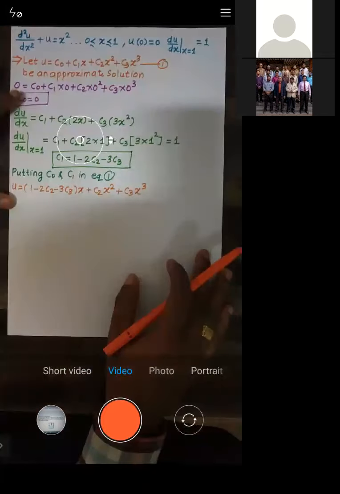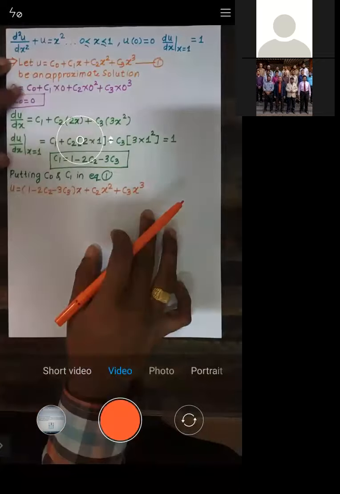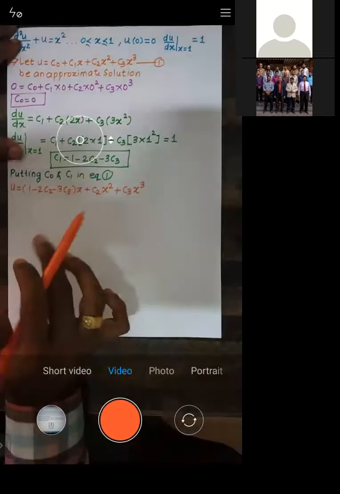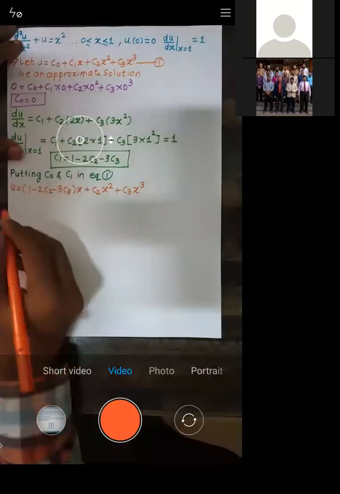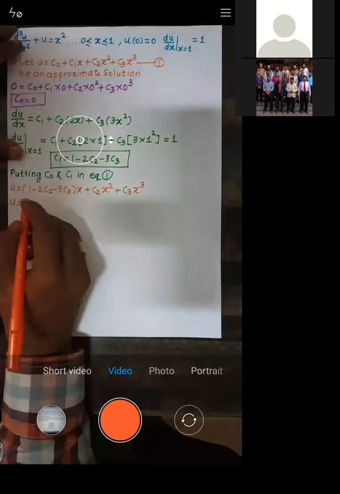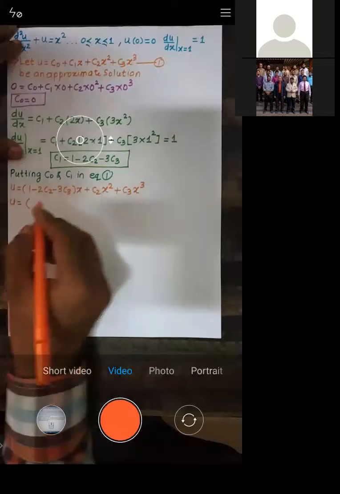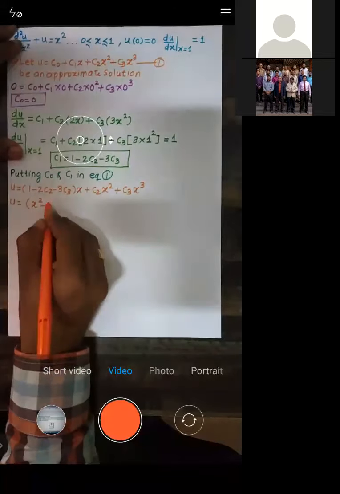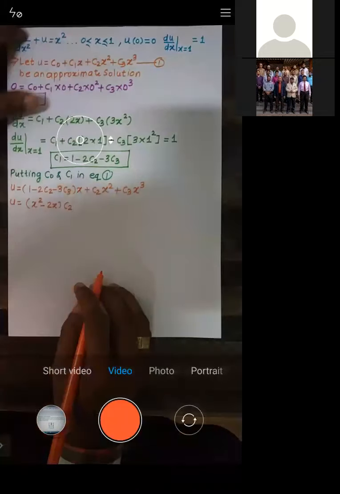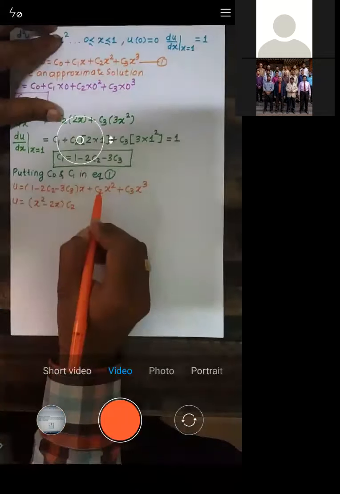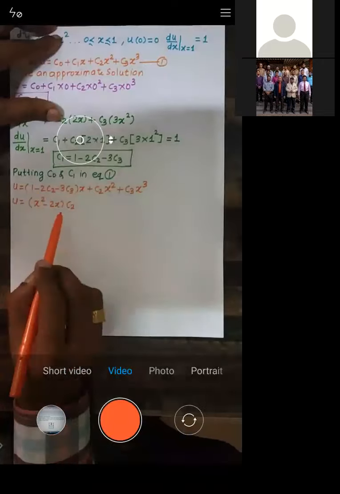So now let's solve this equation. Before solving it, I will club the terms having coefficient c2 and the terms having coefficient c3. So u is equal to, here the coefficient of c2 is x square minus 2 into x. Try to understand, I'm clubbing the terms having coefficient c2. So this is c2 into x square, then minus 2 c2x.